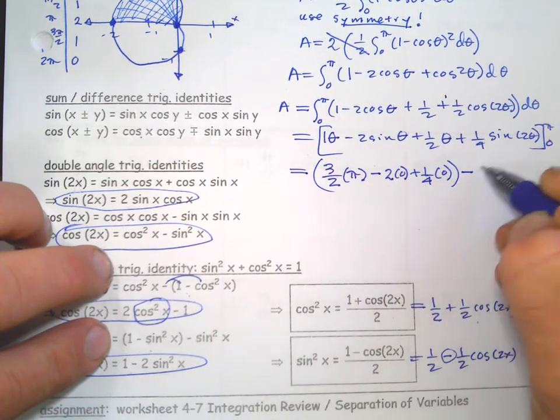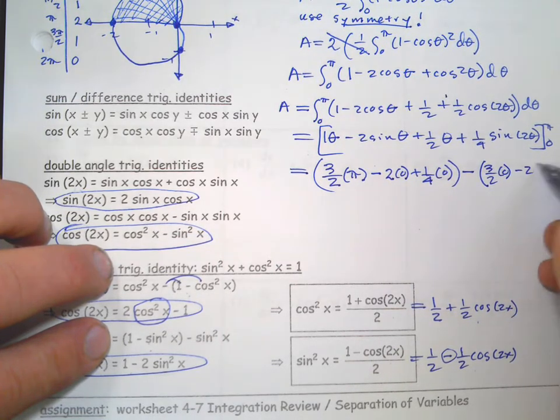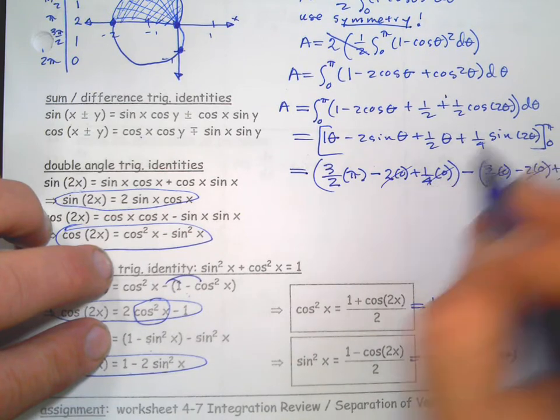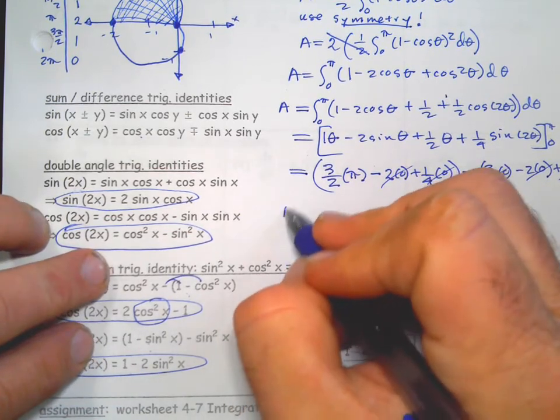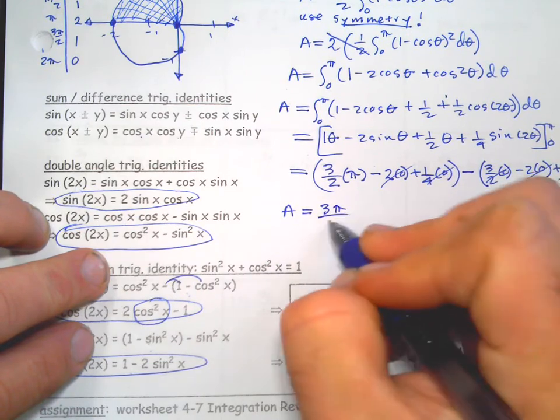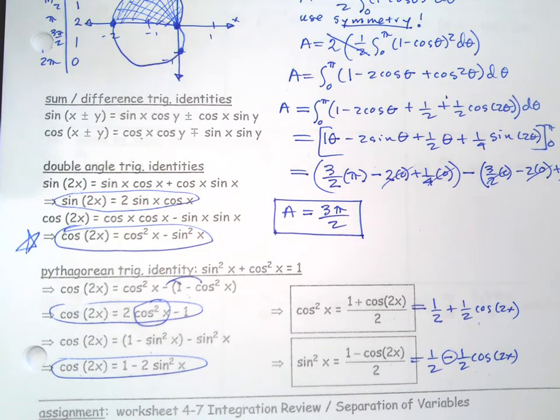Then we have to plug the bottom limit in. 3/2 times 0 minus 2 times sine of 0, which is 0, plus 1/4 sine of 0, which is 0. So all these 0 terms drop out, and the answer for the area inside that cardioid is 3 pi over 2. I mean, surprisingly nice. That's it. That's how we do it.